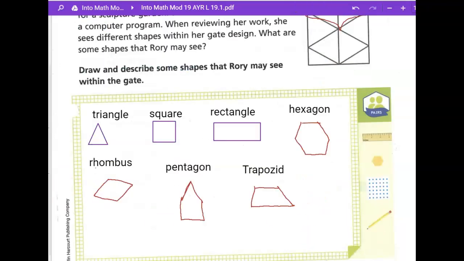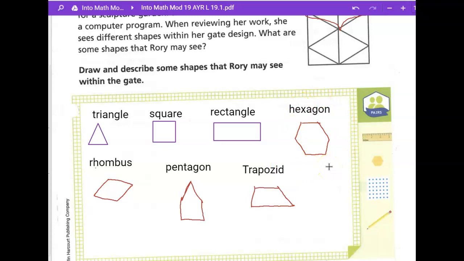Okay, so we found how many shapes with 4 sides? We found the square. They have equal side lengths. Our rectangle has 4 sides, but they are not equal, correct? The pentagon has how many sides? 5. A trapezoid has 4 sides, and a rhombus has 4 sides. How many sides does a triangle have? 3. How many sides does a hexagon have?